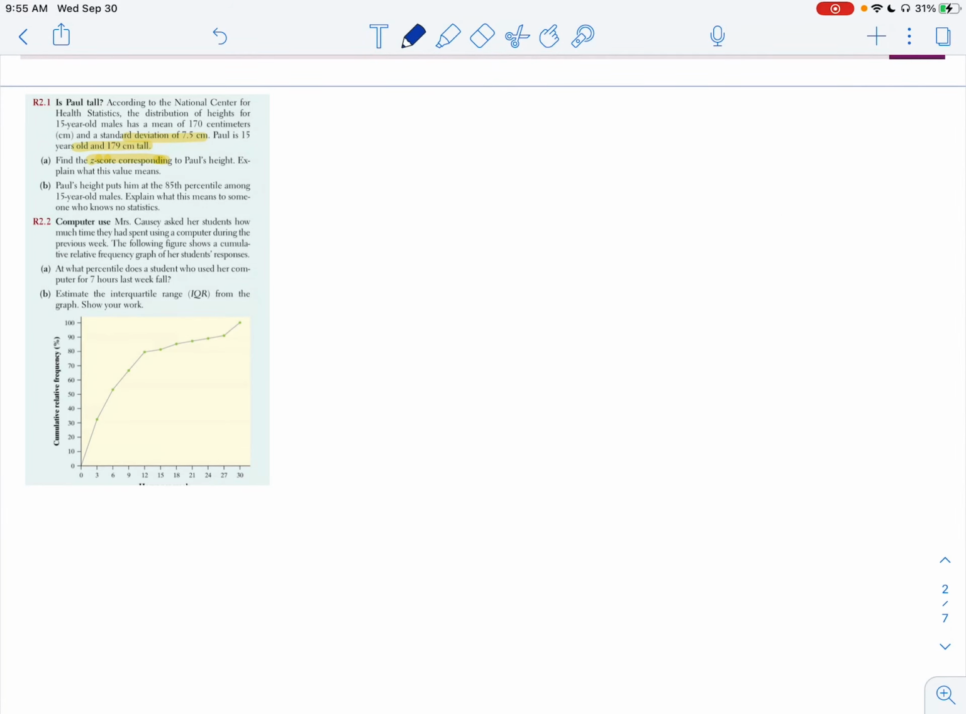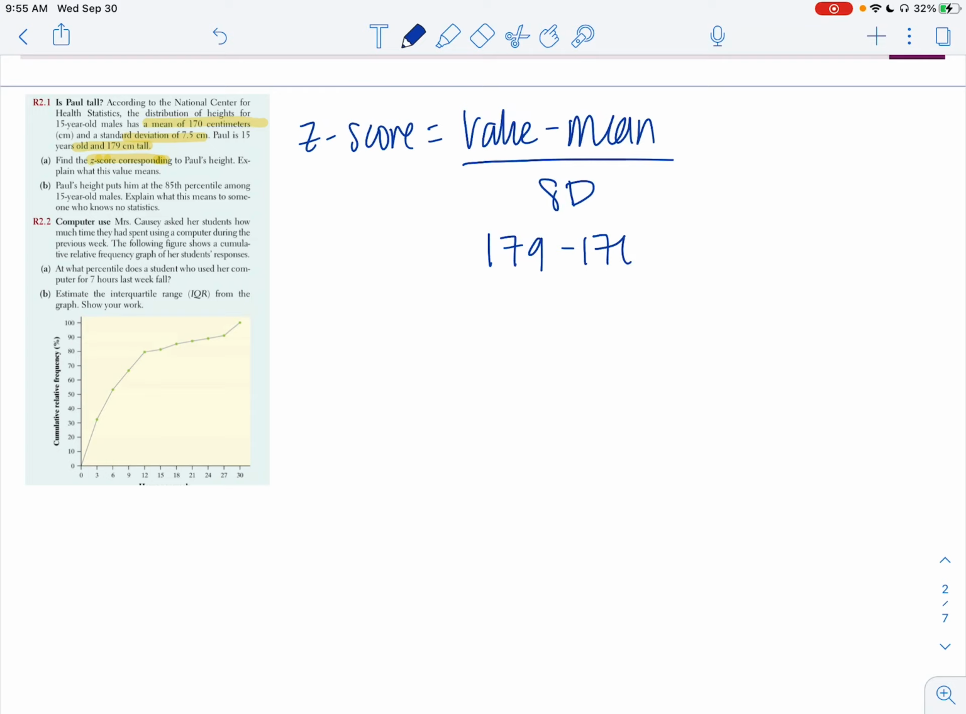All right, so we're going to look at this first one. We're reading the problem that there's a mean of 170, there's a standard deviation of 7.5, and then we want to find the z-score. So z-score is the value minus the mean over the standard deviation. So for us, that's 179 minus 170 over 7.5. We can simplify that into 9 over 7.5. And that's going to give us 1.20 for the z-score.